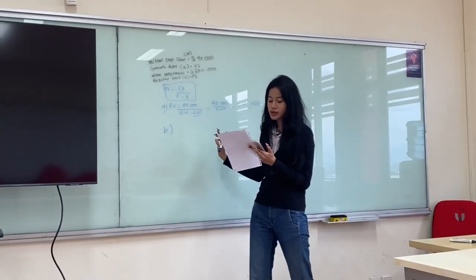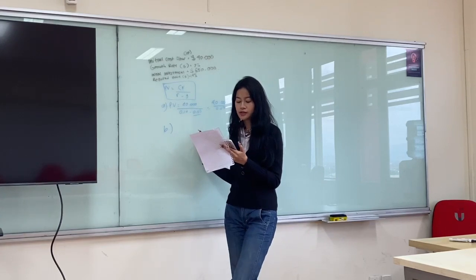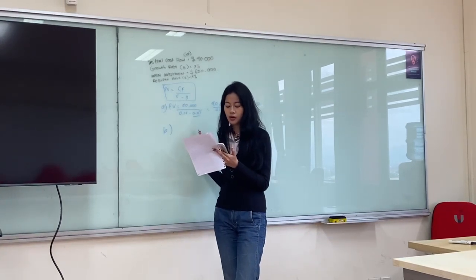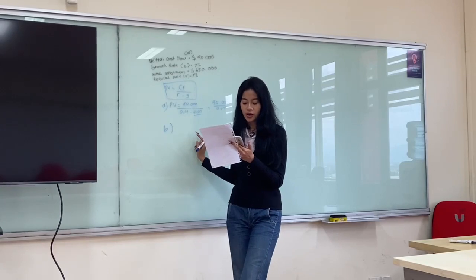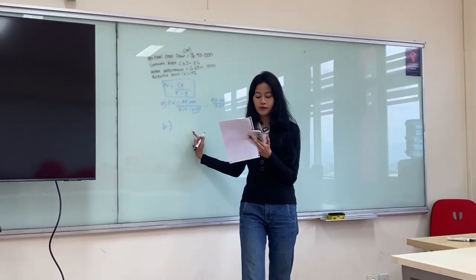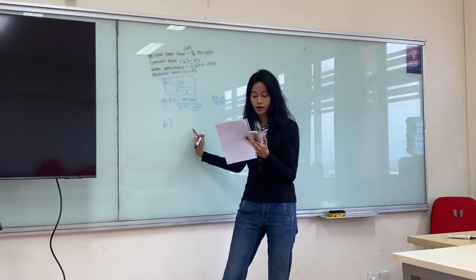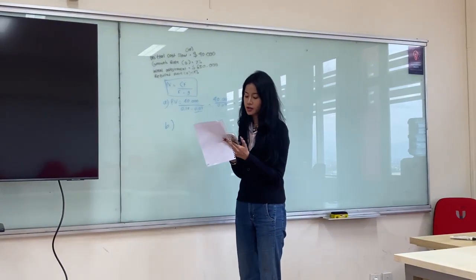B1 is: the company is somewhat unsure about the assumption of a 7% growth rate in its cash flow. At what constant growth rate would the company just break even if it still required a 14% return on investment?